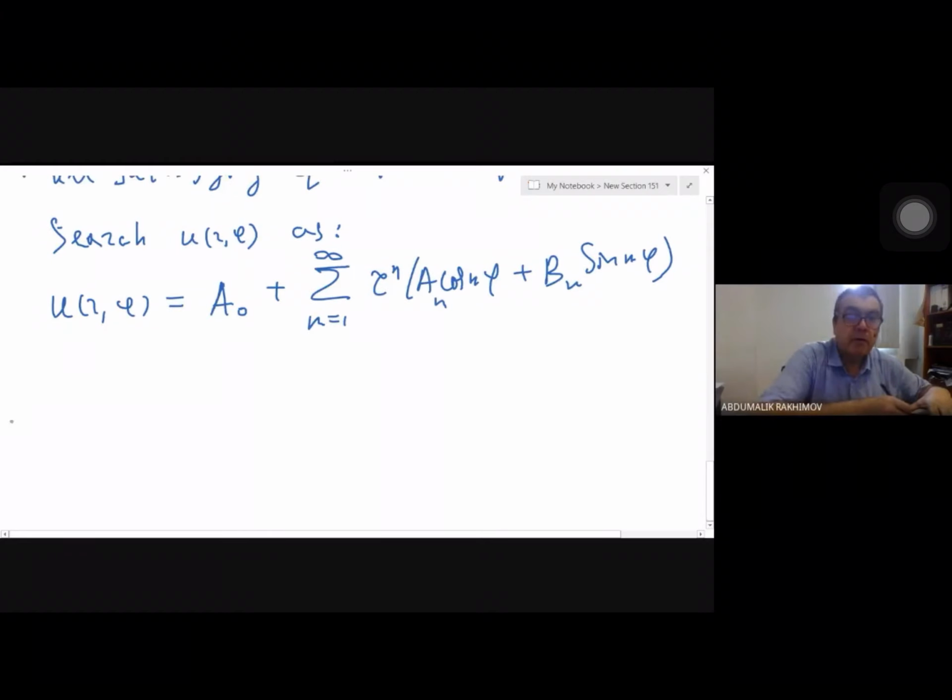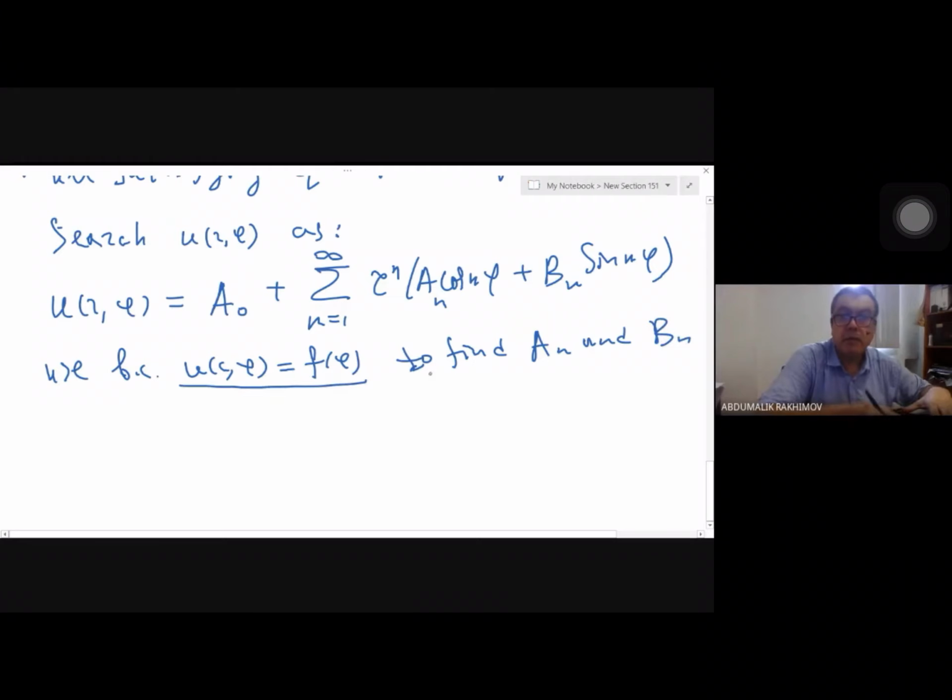So now use the boundary condition. What is the boundary condition? U(c, phi) is equal to f(phi), to find the An and Bn coefficients, right? We use this boundary condition to find An and Bn. So let's write what U(c, phi) is: A0 plus the sum from n equals 1 to infinity, with c to the power n, right?